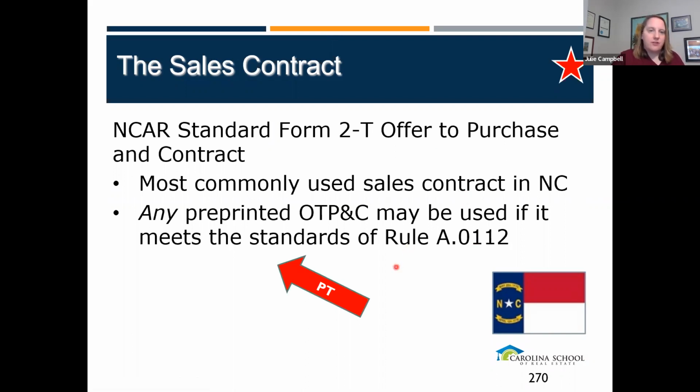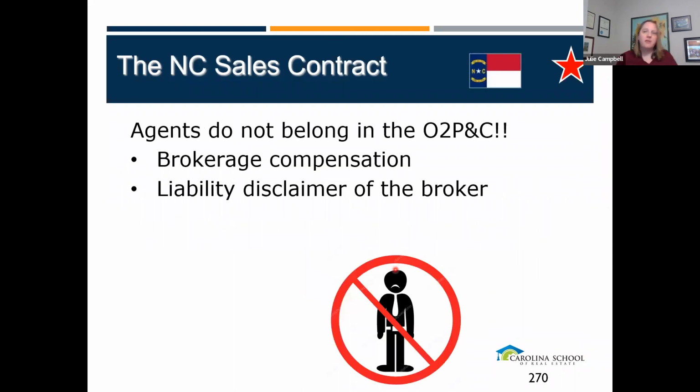In our sales contract, big picture, big rule of thumb, we do not belong in the offer to purchase and contract. We are not parties to the contract. Who are the parties to the contract? The seller and the buyer. Agents don't get to go in the offer to purchase and contract. Specifically, the real estate commission says we can't have any mention of our commission. My commission doesn't go in the offer to purchase and contract.